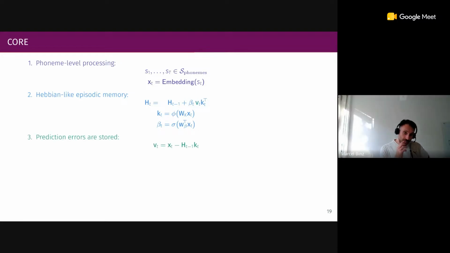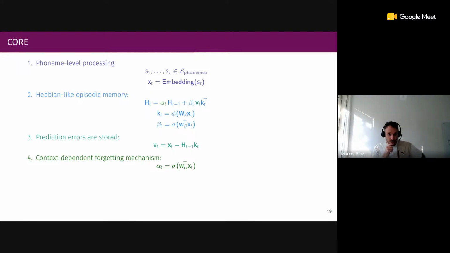What is being stored in memory are essentially prediction errors. The model takes the current input X and then tries to recall, for the current key under which it wants to store something, what is there already in memory, computes the prediction error, and that is what is being stored in memory. This is essentially the same as what some of these gated delta networks in machine learning are doing.